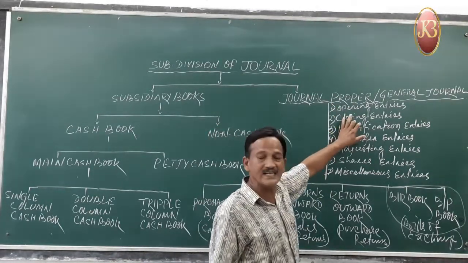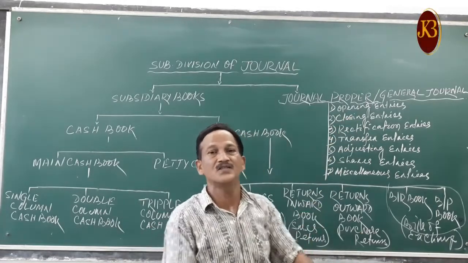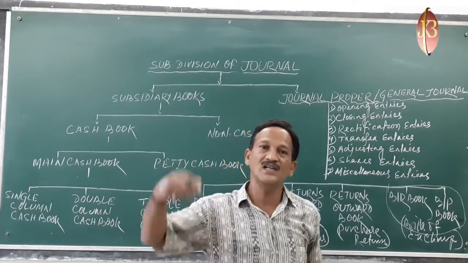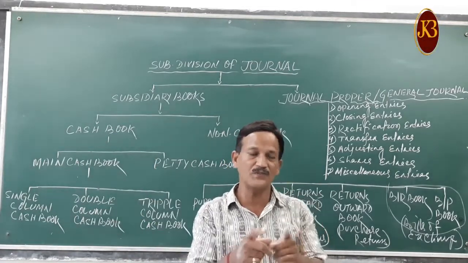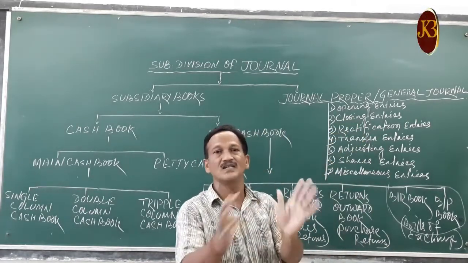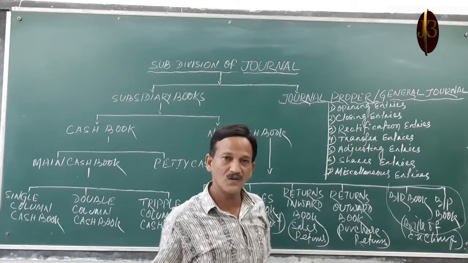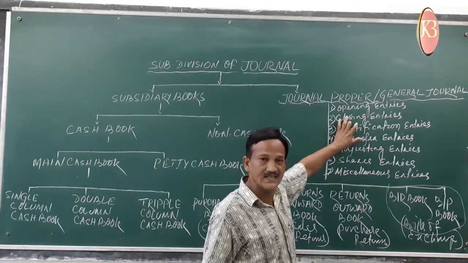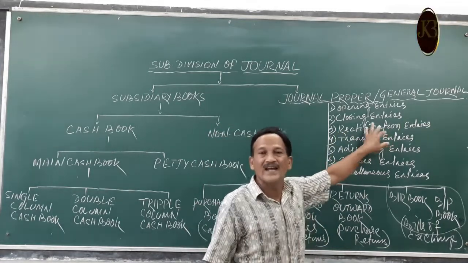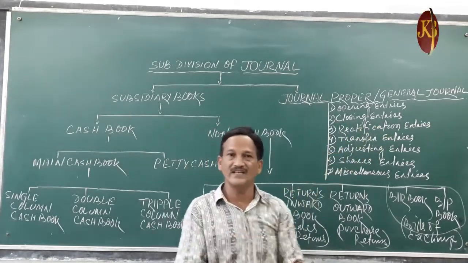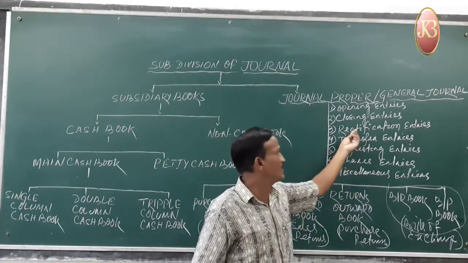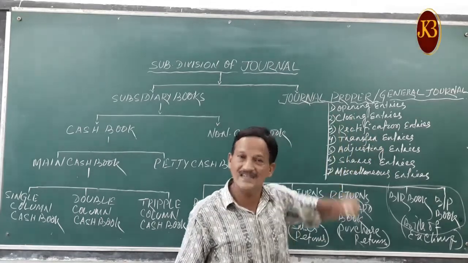Then closing entries. That means all the ledger accounts have to be closed and the balances transferred to the trial balance, and from the trial balance to the trading and profit and loss account to prepare the final accounts. So the entries which are to be transferred to the trading account or profit and loss account are called closing entries, to close the books of accounts. And rectification of entries: any mistake or wrong in the recording of transactions is to be rectified. This is called rectification entries.